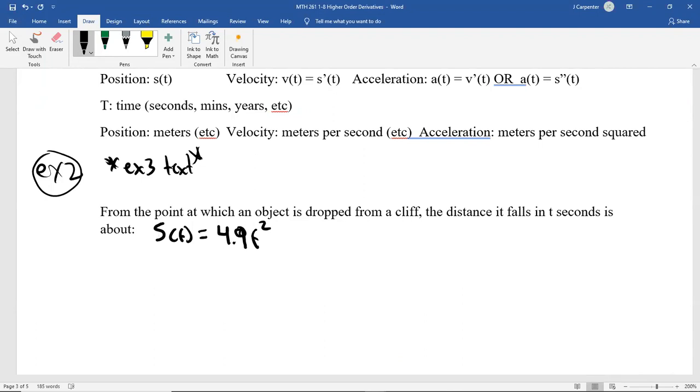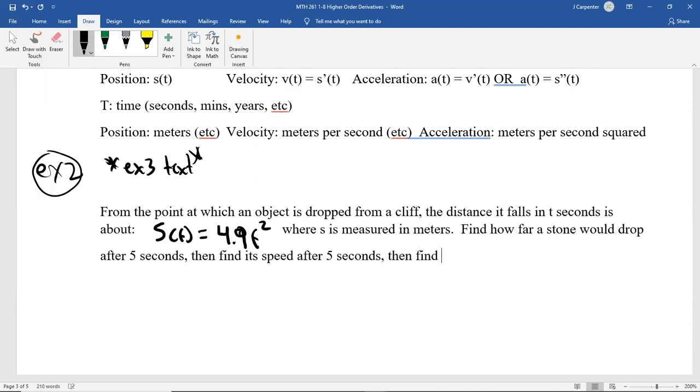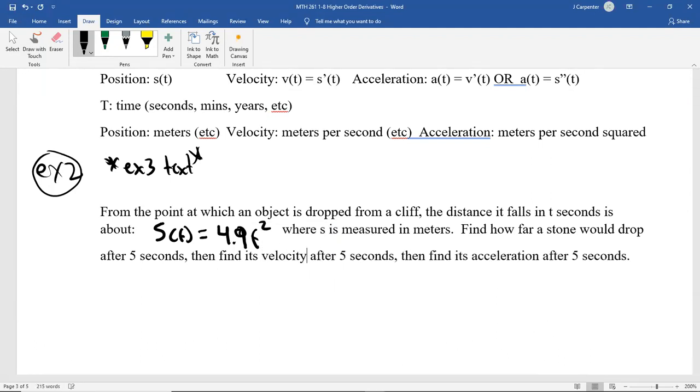Where S is measured in meters, find how far a stone would drop after 5 seconds. I need to give myself a little more space. Then find its speed after 5 seconds. Then find its acceleration after 5 seconds. You can call that part A, B, and C if you want. And instead of speed, I'll use the better word velocity. I think the text used speed. No, they use velocity. That's good. That's better. So we want the position, the velocity, and the acceleration of this stone after 5 seconds.